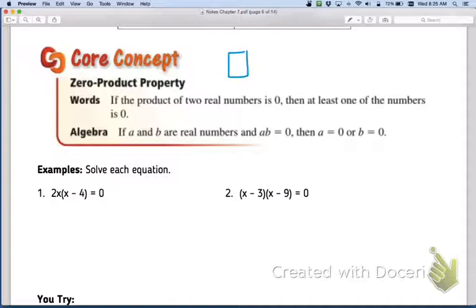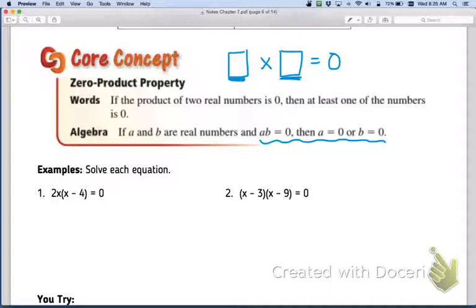If I have some number times some number, and I know that the answer is 0, the only way that I can multiply two things and have my answer be 0 is if either this one is equal to 0 or this one is equal to 0. We can see that when we write this out using algebra. If a times b equals 0, then either a is equal to 0 or b is equal to 0. That's a fact. And using that fact, we can solve equations when they're written in factored form.